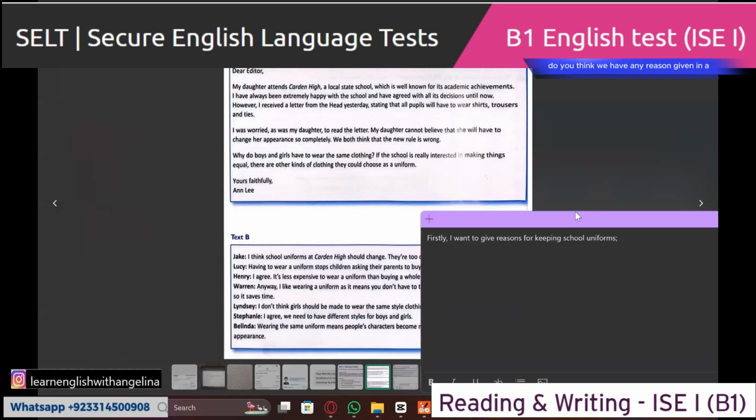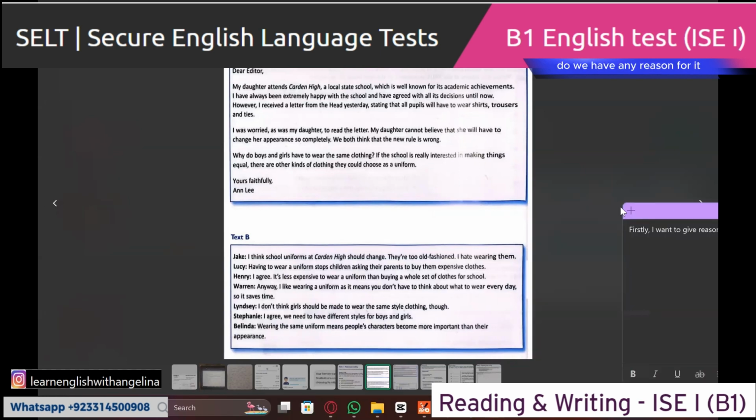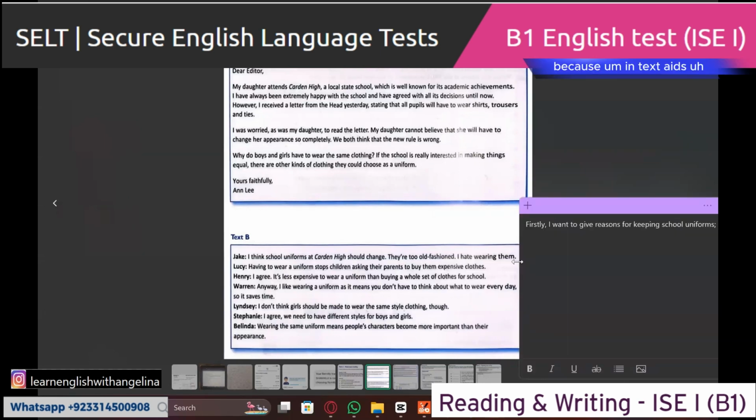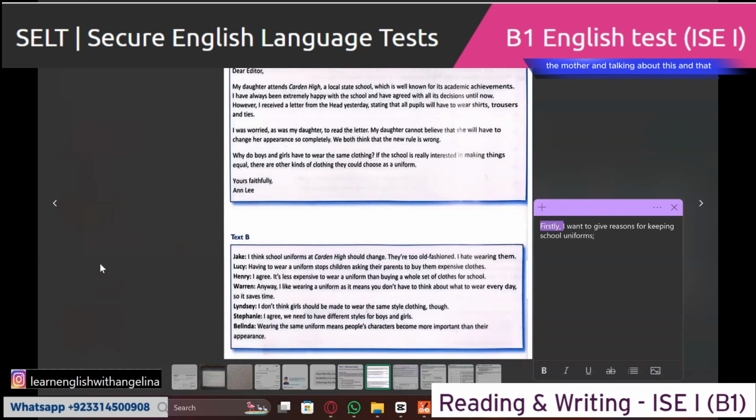Do you think we have any reason given in A for keeping school uniform? Do we have any reason for it? Because in text A, they were talking about the mother and that she was not happy with the uniform, and she wrote a letter, an email, to the editor. So is there any reason why we should keep uniform? Why uniforms are important? Why uniforms are needed? We can find the answer from text B.